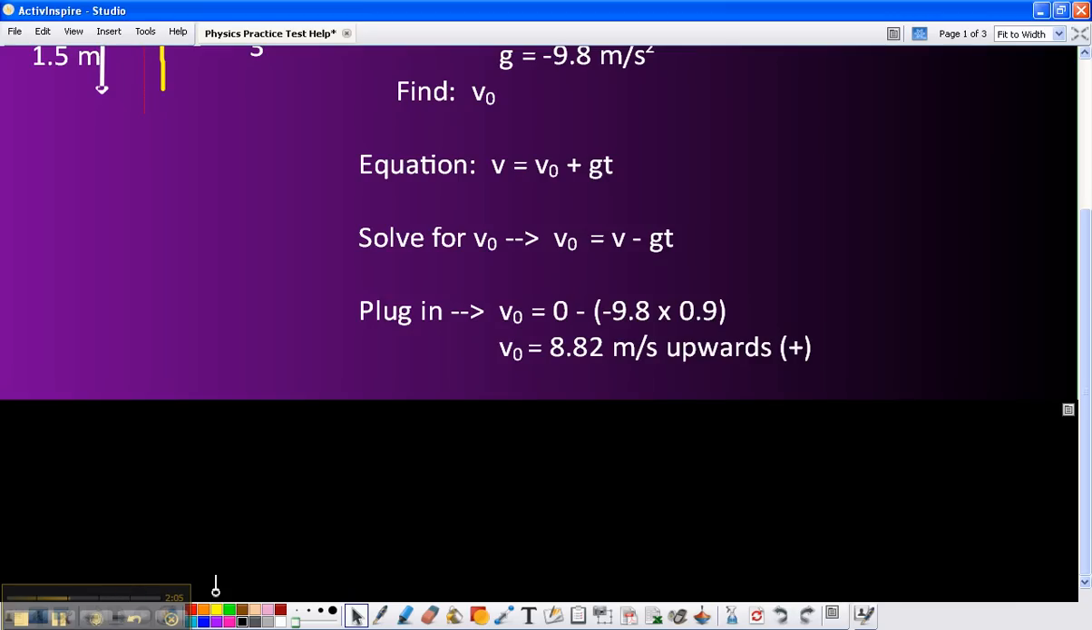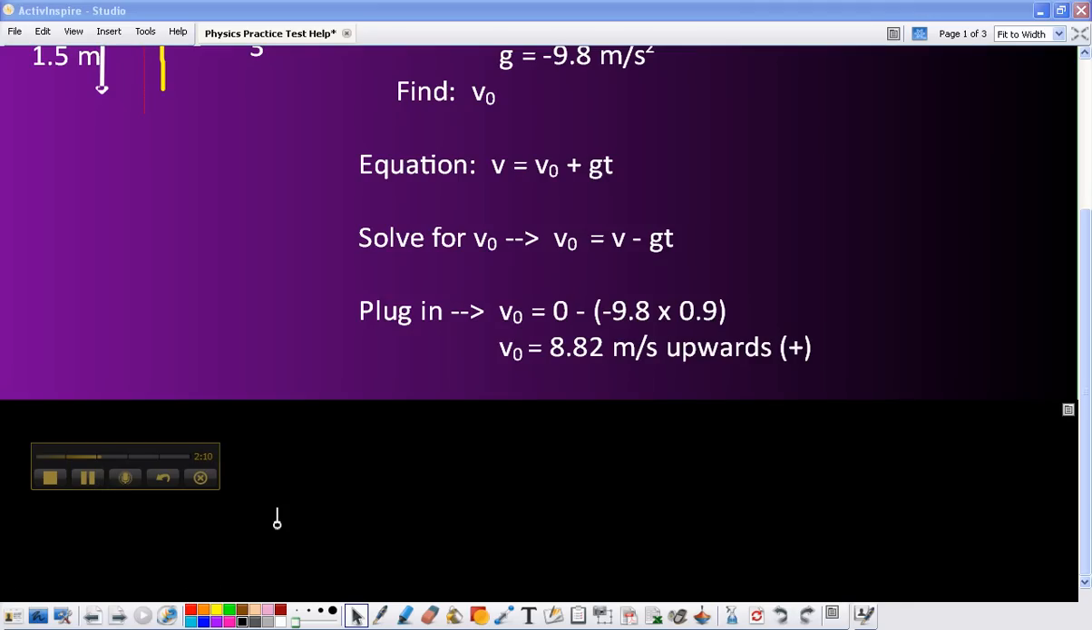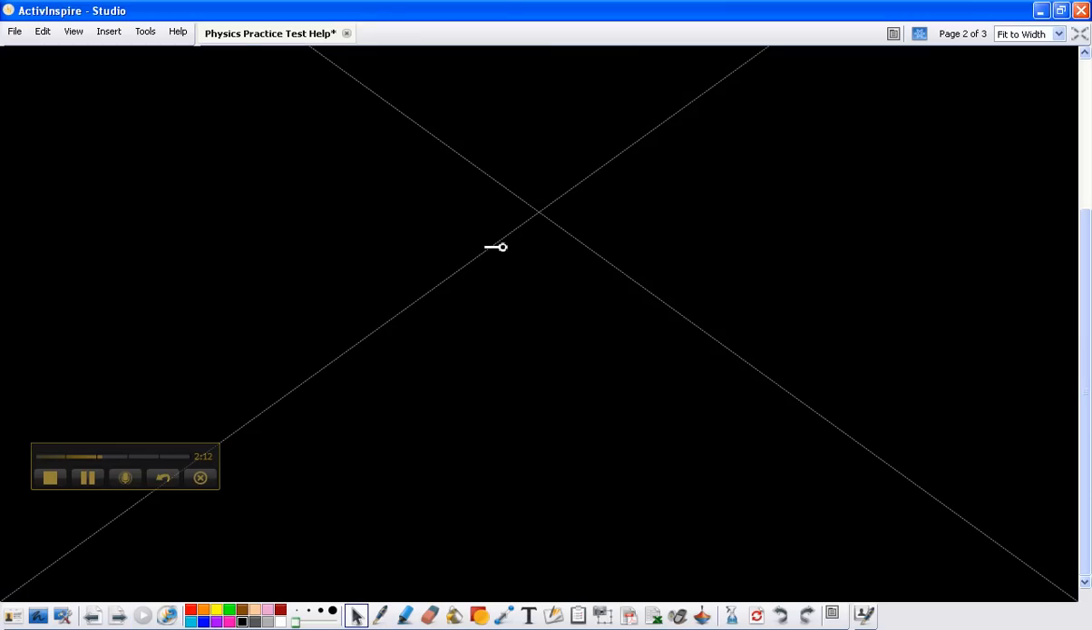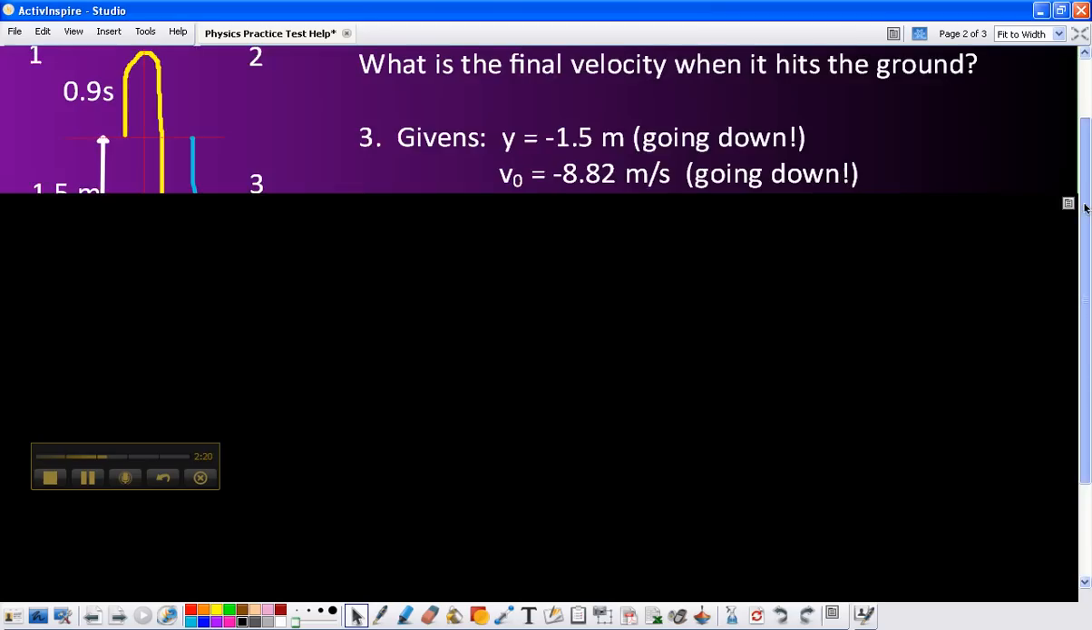Okay, and I need to be able to get us to the next page. Hold on. Aha, I magically figured it out. Okay, moving on. So this is our next page. For part B, it's not allowing me to show you for some reason.